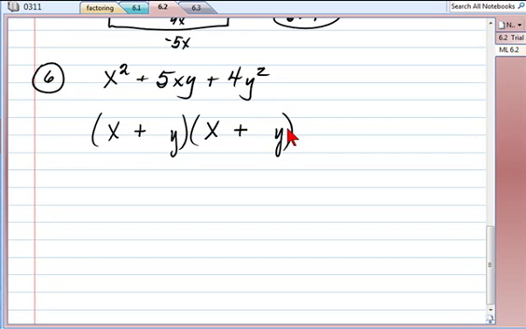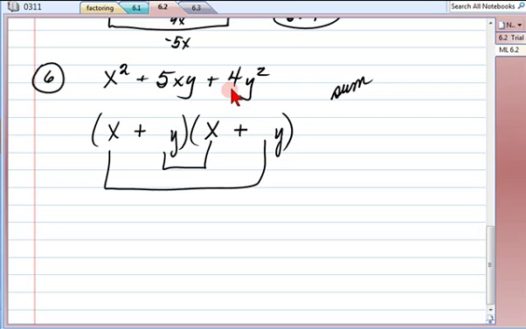All right, now my outer and my inner, because they're both positive, I'm going to be looking for a sum of 5. So for 4, it could be 1 times 4 or 2 times 2. Which of those will give me a sum of 5? 1 and 4. And it doesn't matter at all where I put them because it's all pluses.